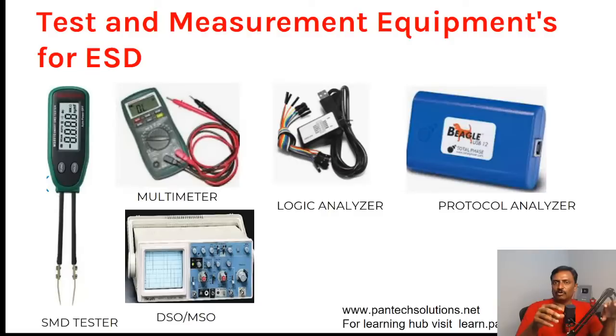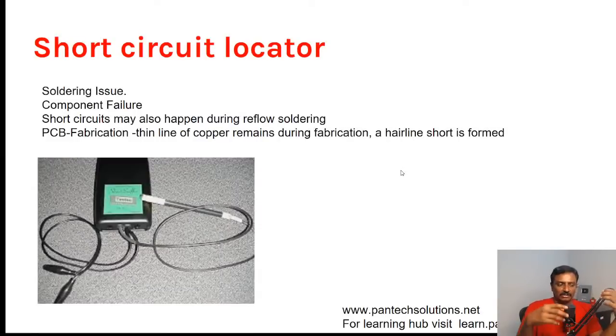These things are necessary when you try to debug a system with a DSP, a complex microcontroller or an FPGA. The other device you need is a short circuit locator. Most of the time in embedded system design you face short circuits, which happen due to soldering issues, component failure, or PCB fabrication failure. It takes more time to debug. So you could have a short circuit locator, which costs nearly 10,000 rupees, so that you could debug very fast.